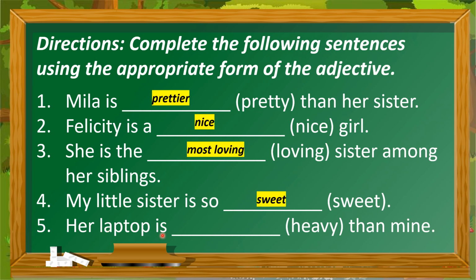Next, her laptop is blank than mine. So we are comparing her laptop and my laptop. Okay, so we are having two nouns. We're going to change it to heavier under comparative degree. Remove y and then change it to I and then add er at the end of it. Okay, so that's it. So next one.